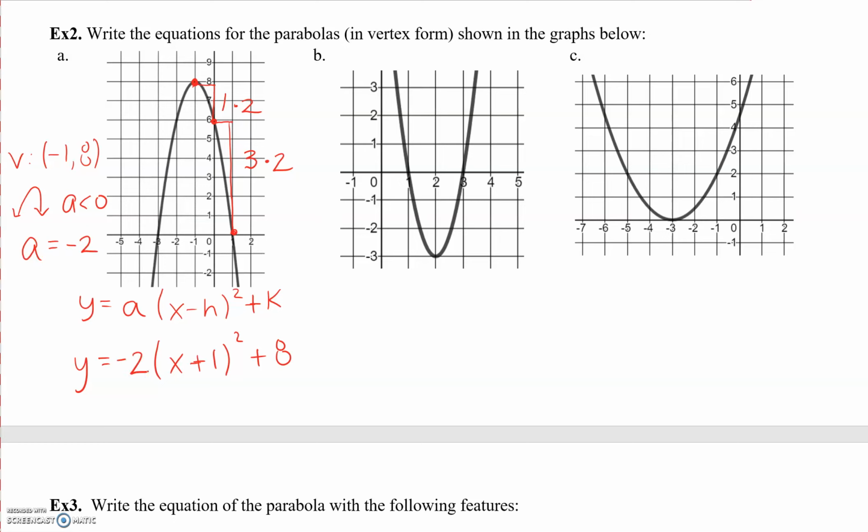So now I've written the equation of my parabola that has a vertex at -1, 8 and a vertical dilation of 2, and it's been reflected over the x-axis. All right, next one. I want you to pause the video, and I'm going to give you a second to try it.